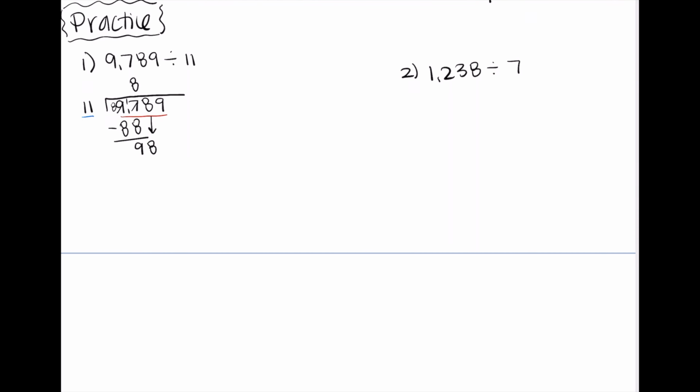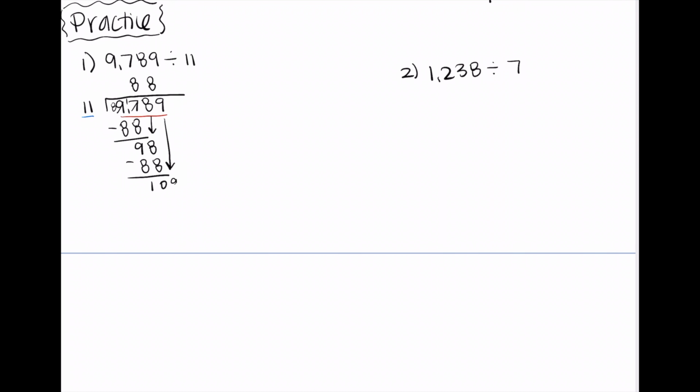We know that 11 goes into 98 8 times again, right? 8 times 11 gives us 88. So we'll write the 8 up top on the bar, and then we'll write the 88 below our 98. We will subtract. 98 minus 88 will give me 10.